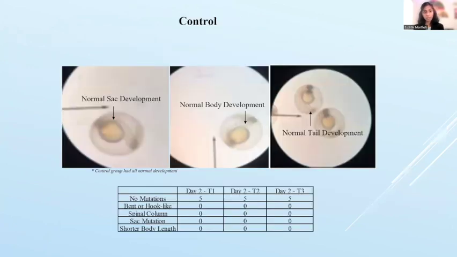This is a control group, which represents the embryos with normal development after 72 hours post-fertilization. This is representative of a p53 proto-oncogene being overexpressed and not being inhibited by any treatment, which means that in a cancer cell, it would be allowed to continue to divide. Here, there can be normal sac development, normal body development, and normal tail development, all of which prove that no cell signaling pathway was inhibited.